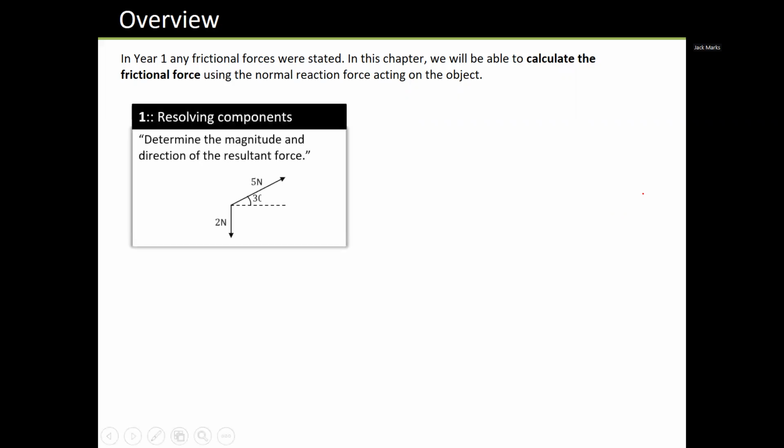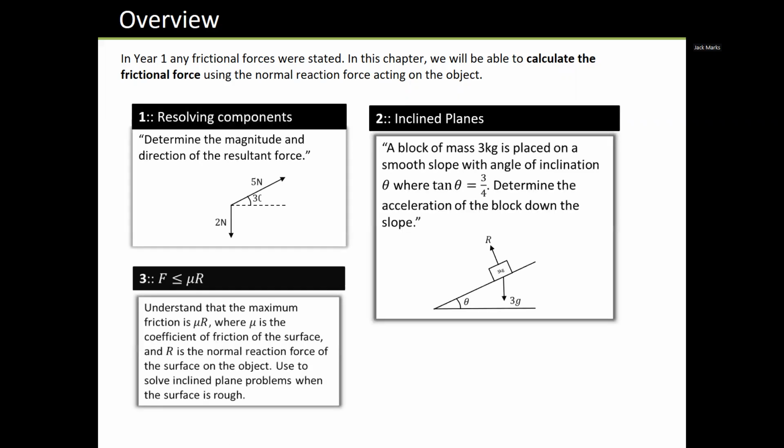Okay, so this is the fifth chapter of Year 13 Mechanics, and it's about friction. We're going to start off by doing something different called resolving components. This is going to be a key foundational skill that you're going to have for the rest of mechanics. And then we're going to start looking at inclined planes. That's the kind of picture we're going to be looking at.